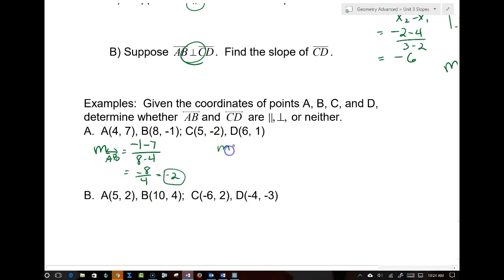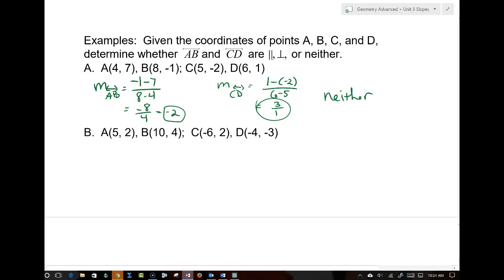All right, now I need to find the slope of line CD. Notice again, I'm using a subscript way, so I know I can keep track of this. So I have here 1 minus a -2 over my x's, 6 minus 5. Did you guys get 3 over 1? Now here's my question. Are they parallel? Are they perpendicular? So in this case, it's what? Neither. Okay.